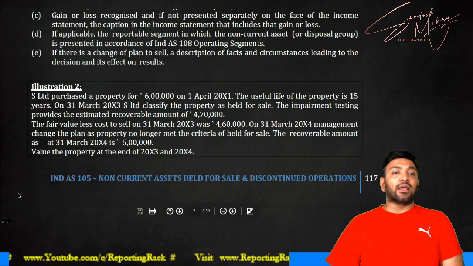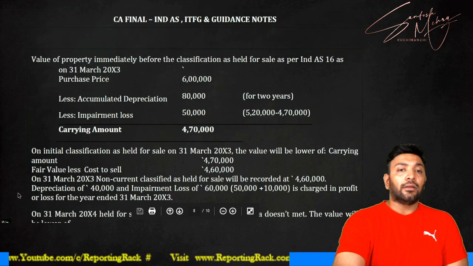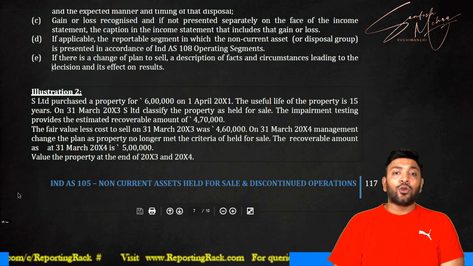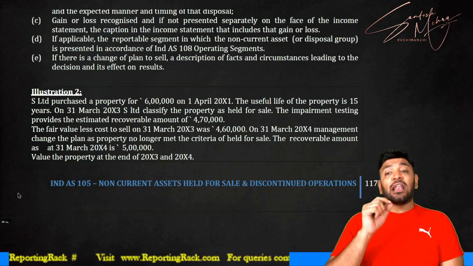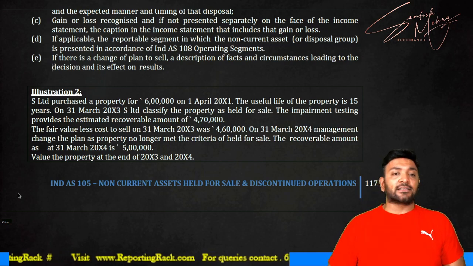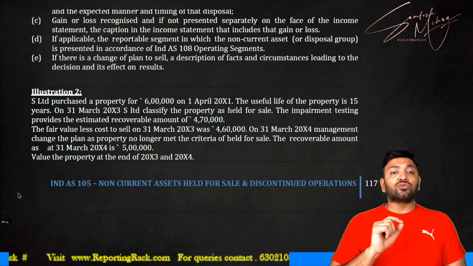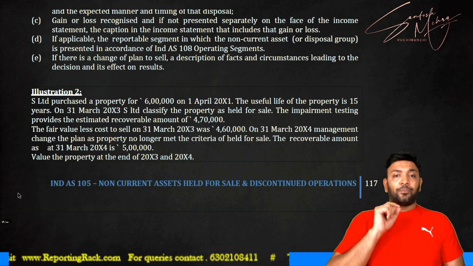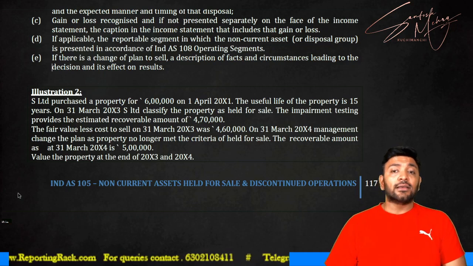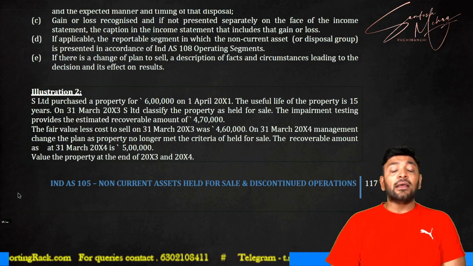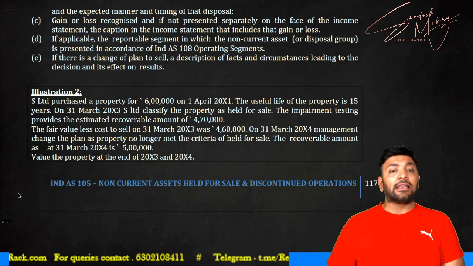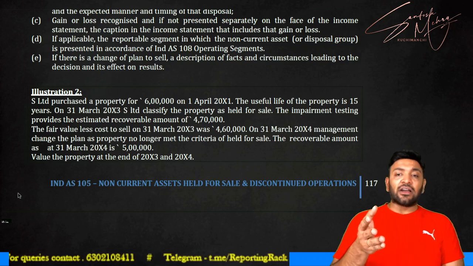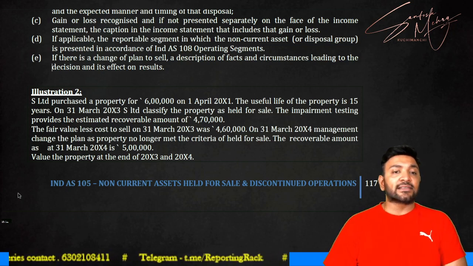Look at your illustration 2 then. S Limited purchased a property for 6 lakhs on 1st April. The useful life of the property is 15 years. On 31st March 2023, S Limited classified the property as held for sale, exactly after 2 years. The impairment testing provided that the recoverable value is 4,70,000. Recoverable value is nothing but fair value less cost to sell. Okay, he used the word recoverable value. We will see it under IND AS 36.